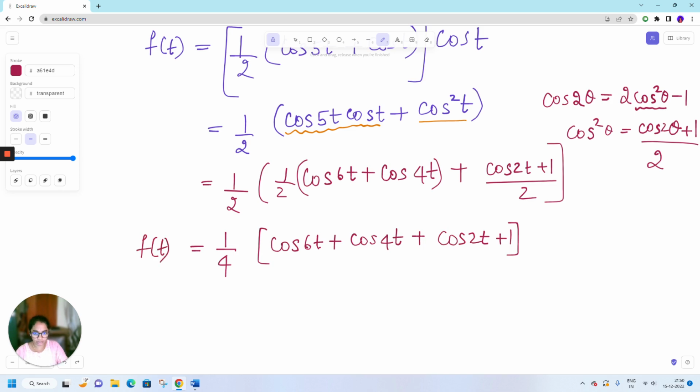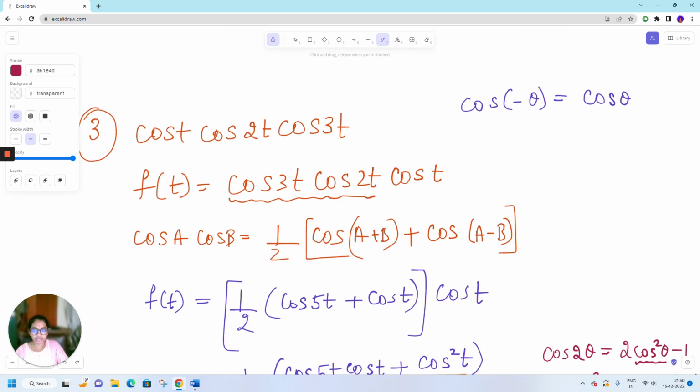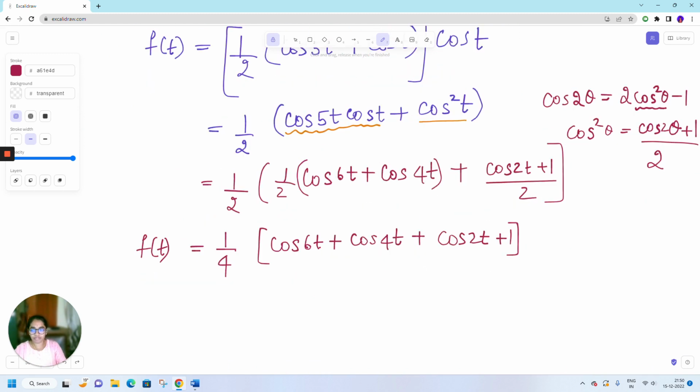In the given question, we had 3 trigonometric functions in product. Now we converted this product to the sum of terms. When we have a sum of 3 or 4 terms, we can apply Laplace easily. We have direct formulas for all these. What is Laplace of f of t now? This is equal to 1 by 4, which is a constant.